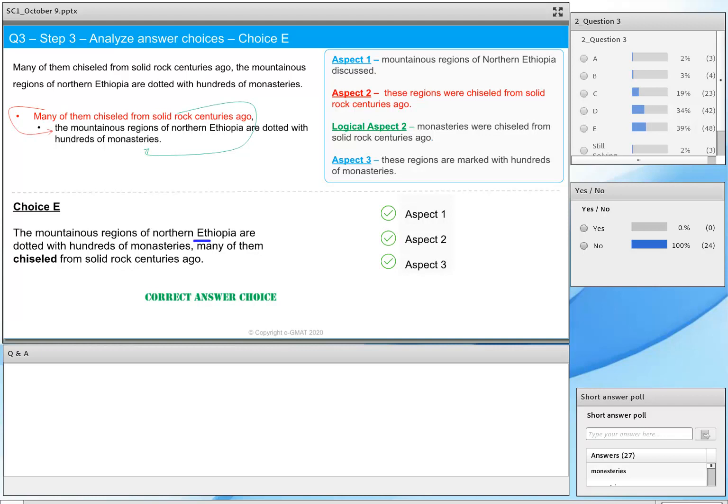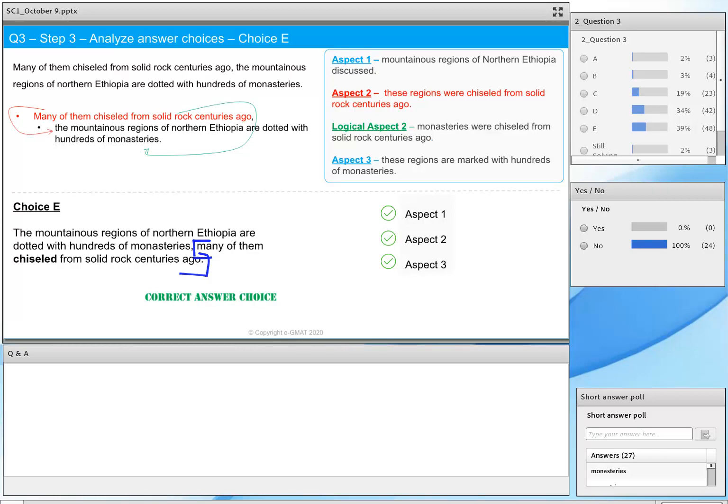And see the structure. This is the structure that we predicted while we were doing the error analysis. If you compare choice A and choice E, the only difference is there. The opening modifier has been lifted from its place and has been placed after hundreds of monasteries. Nothing else. No verbiage change. Not a single word has been changed in this modifier, only the placement of this modifier.